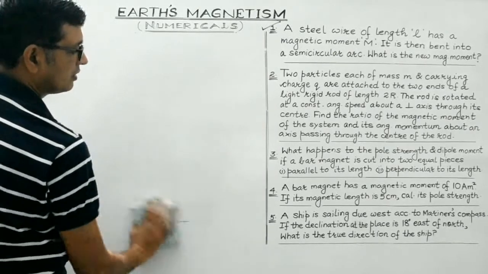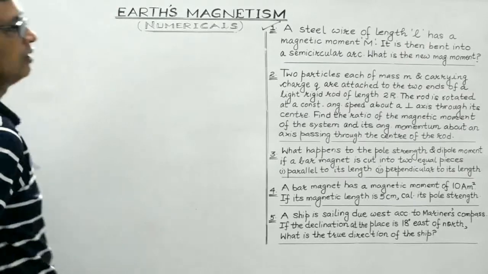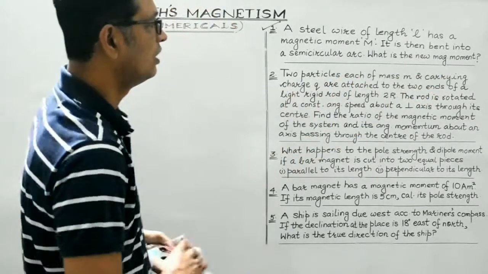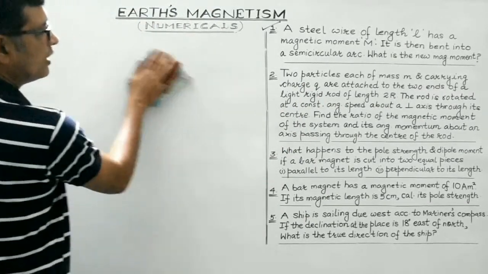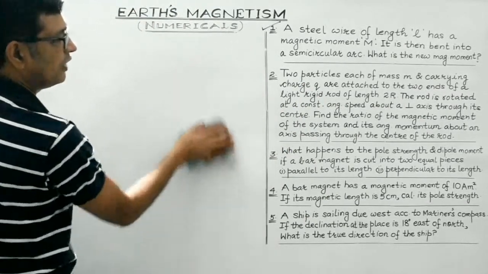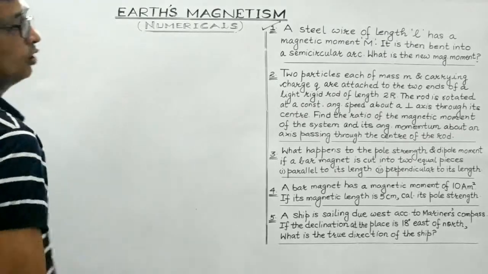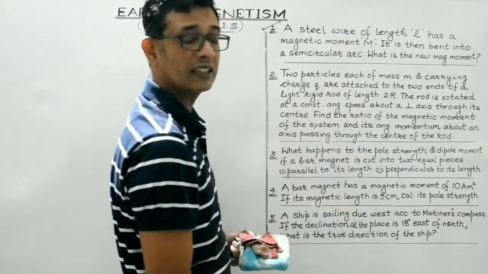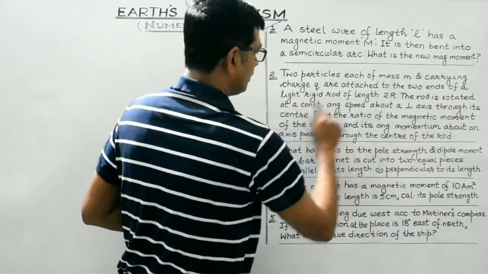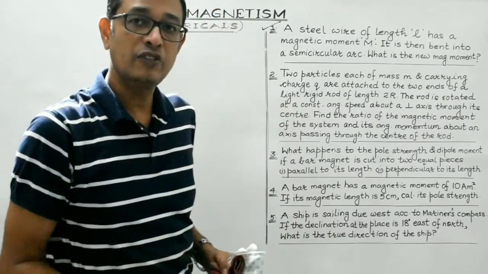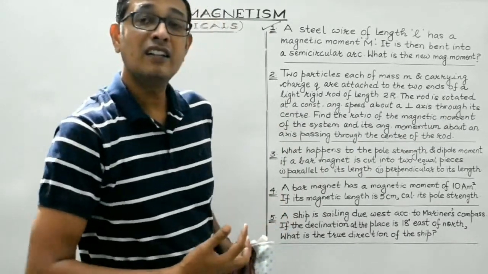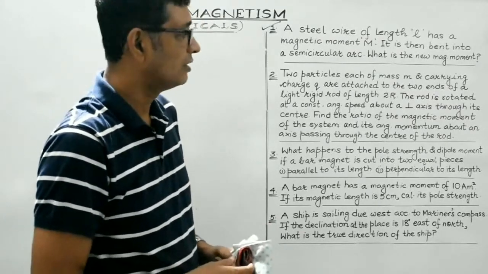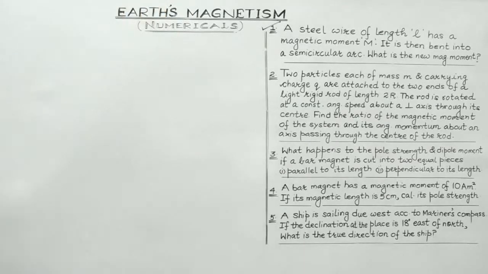Two particles, each of mass m, and each carrying charge small q, are attached to the two ends of a light rigid rod of length 2r. Now the rod is rotated at a constant angular speed about a perpendicular axis through its center. Find the ratio of the magnetic moment of the system and its angular momentum about an axis passing through the center of the rod. So it's a very, very interesting question.